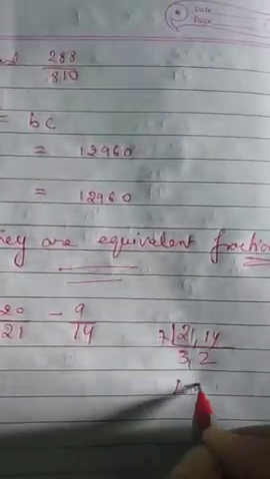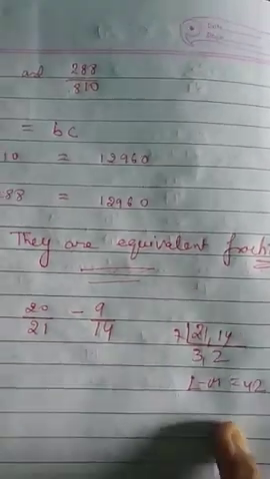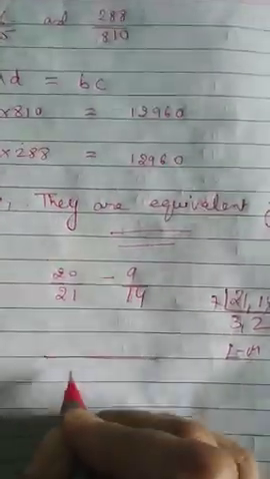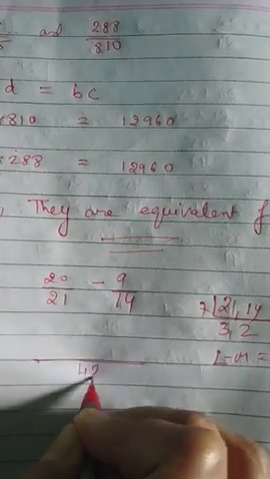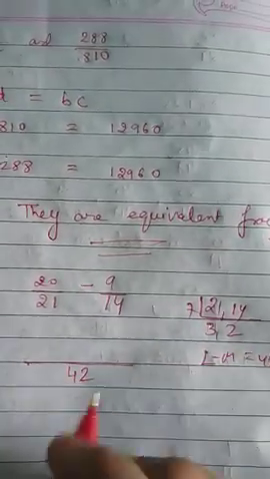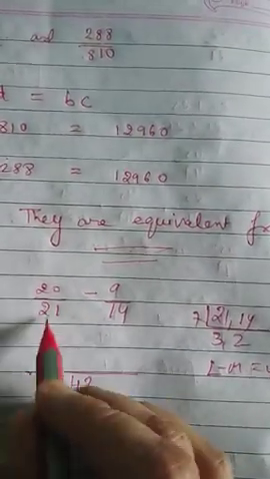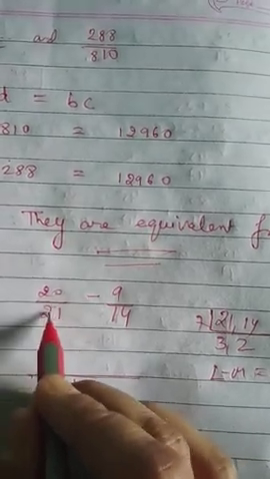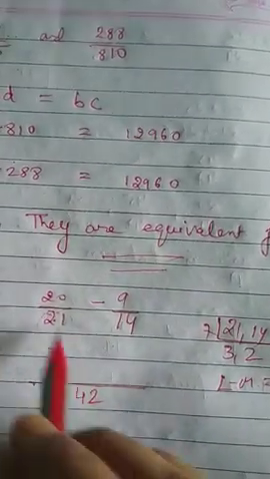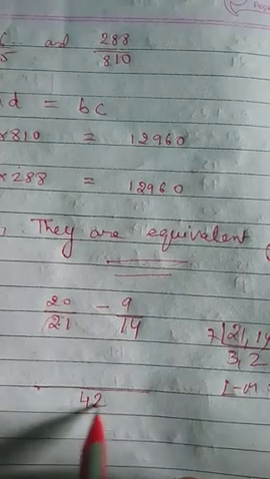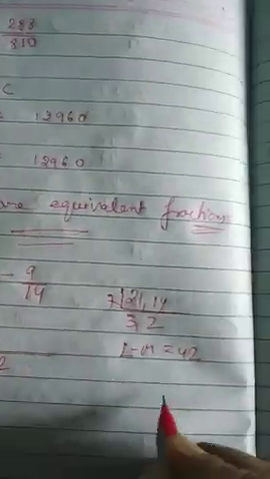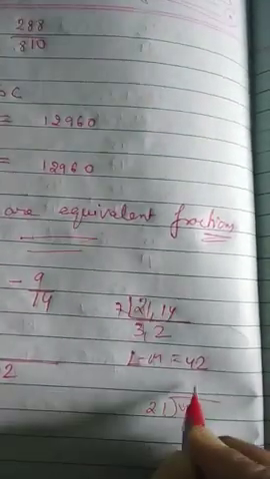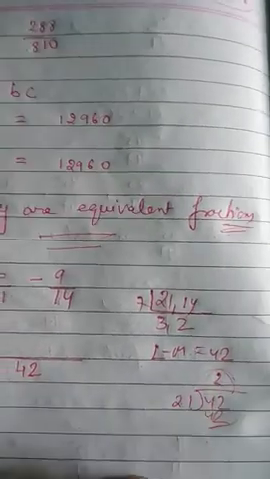Same LCM will come, 42. Now after taking the LCM, you have to write the LCM down, 42 here. Now, this is the denominator and this is also the denominator. You have to divide this 42 by 21. So 42 you are going to divide by 21. 21 twos are 42, you know, we will get 2 only.